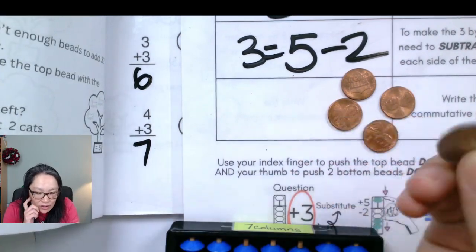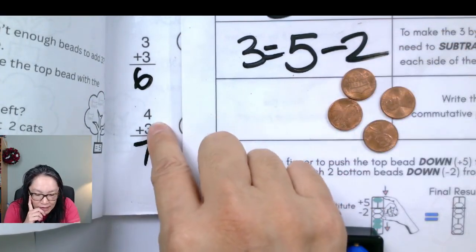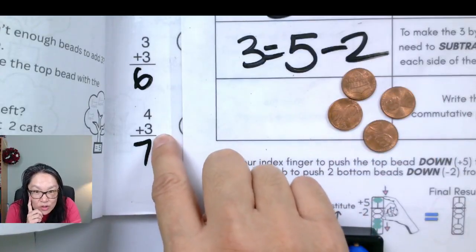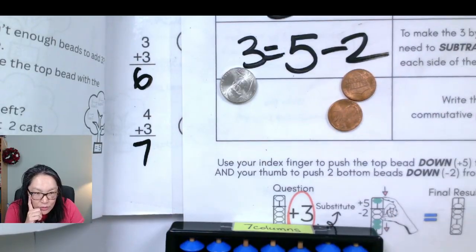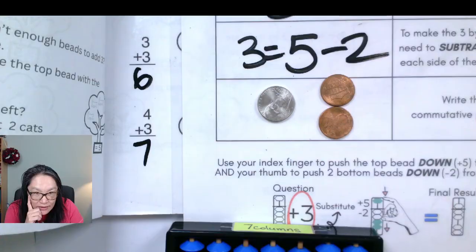So I only have a nickel. I'm going to exchange it, right? I'm going to add 4. You have 4, but I only have a nickel, and it's only worth 3. So I'm going to give you my nickel. I'm going to take 2 away. So my answer is 7.